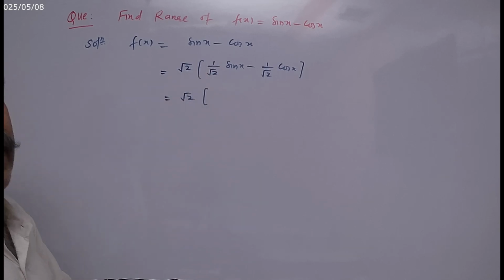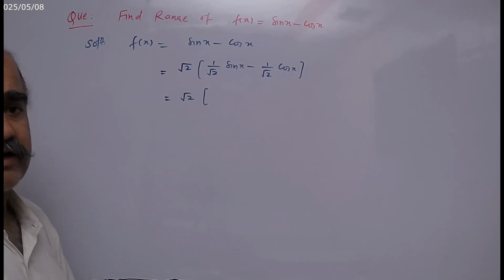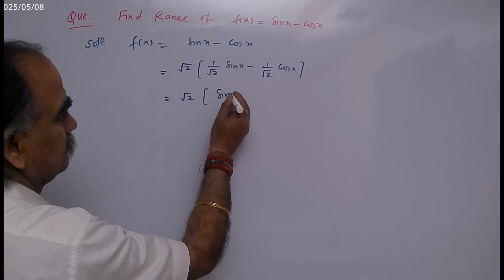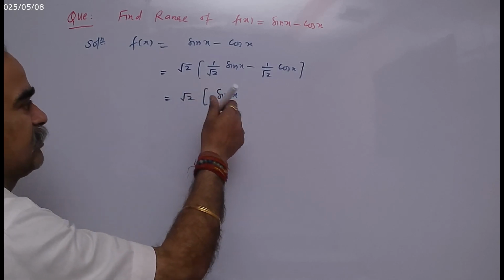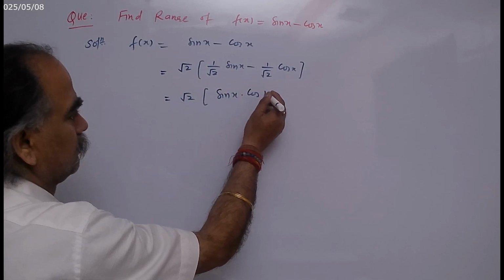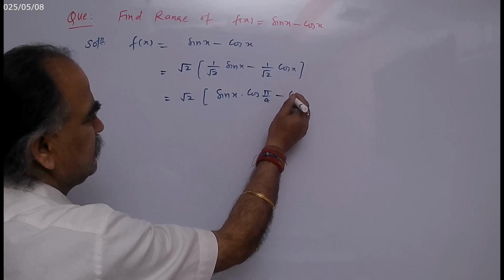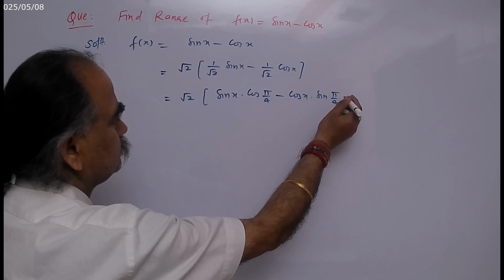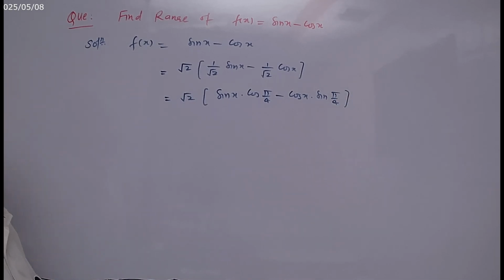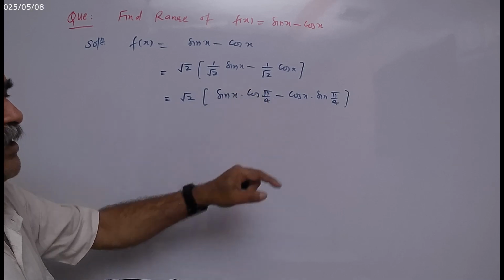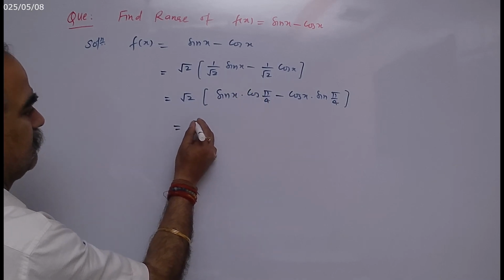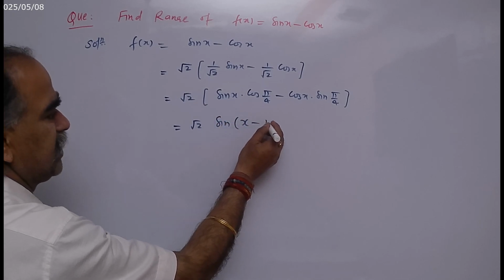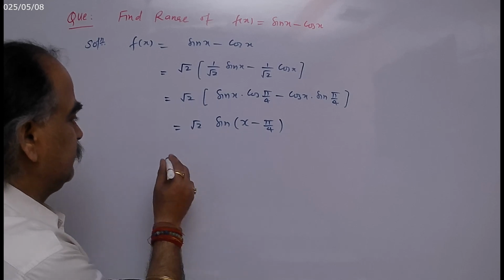अब इसको हमको साइन का एक्सपांशन बनाना है। साइन का एक्सपांशन क्या होता है? साइन कॉस, कॉस साइन, तो साइन x है अपने पास। इस 1/√2 को क्या लिखेंगे? cos π/4 माइनस cos x sin π/4, that is sin A cos B minus cos A sin B will give you what? Sin (A minus B).